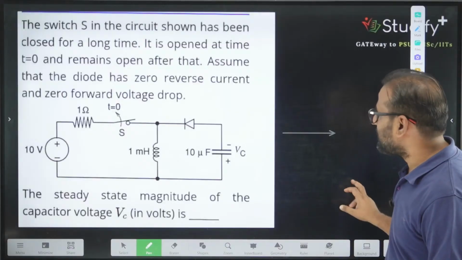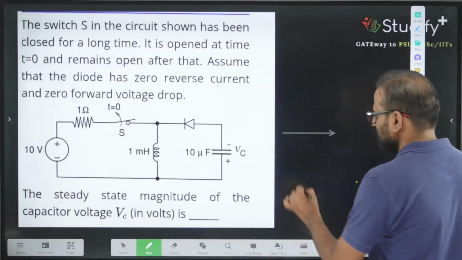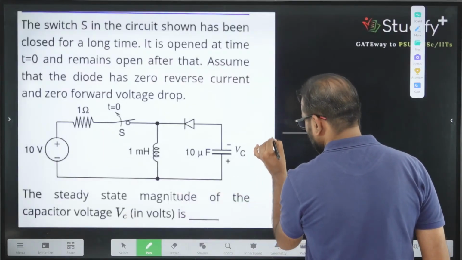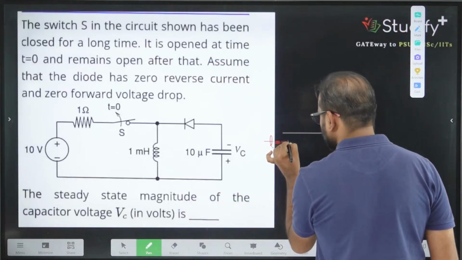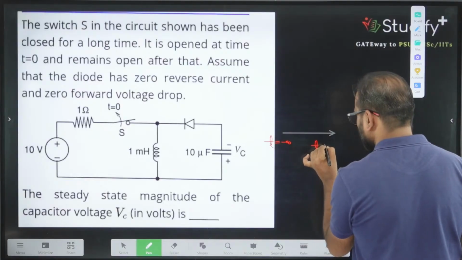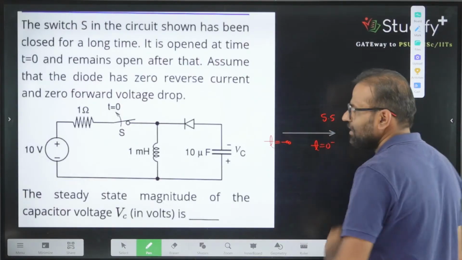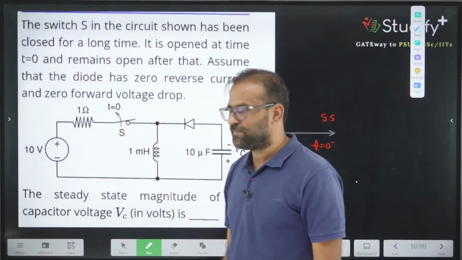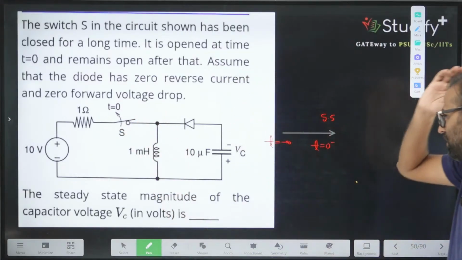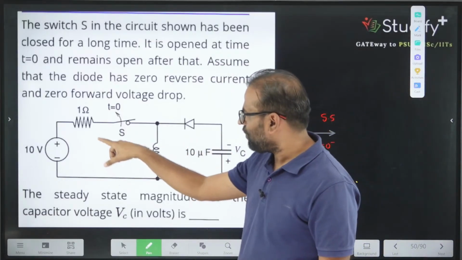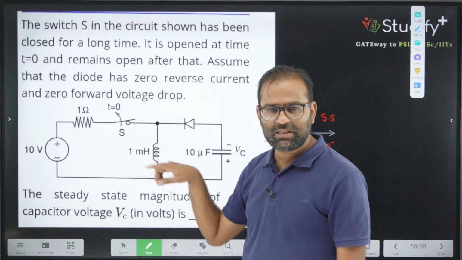If the switch is there, this circuit will work in two modes. The first one is for t equal to minus infinity to t equal to 0 minus. This is the steady state point for the circuit when the switch is closed. When the switch is closed, this will charge this inductor.